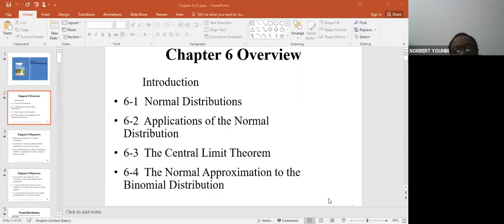Today we will be going over chapter 6, which is kind of a bridge between probability and statistics. We are essentially going to learn about the normal distributions and the condition by which a sampling distribution is normal, which is called the central limit theorem. We are also going to look at the normal approximation to the binomial distribution.